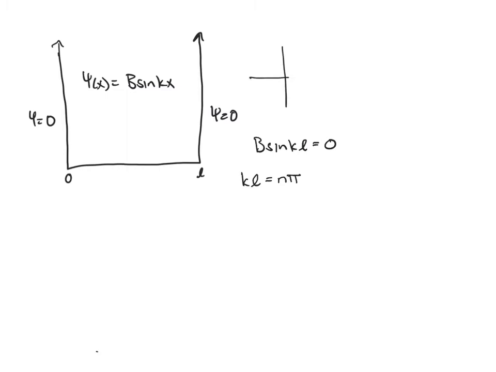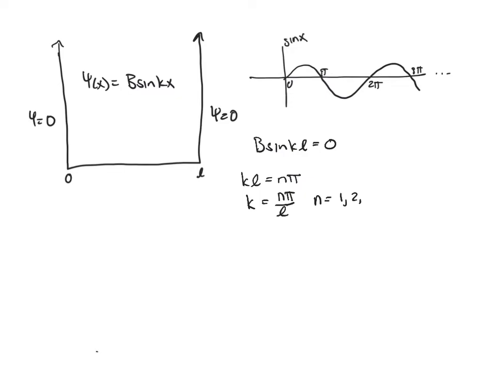So think about what the sine function looks like. So sine of x looks like this: 0, pi, 2 pi, 3 pi, and so forth. So at every integer value of pi, sine crosses 0. So we know that kL is equal to n pi. So that means that our k values have to be n pi over L, where n is equal to 1, 2, 3, and so forth and so on.